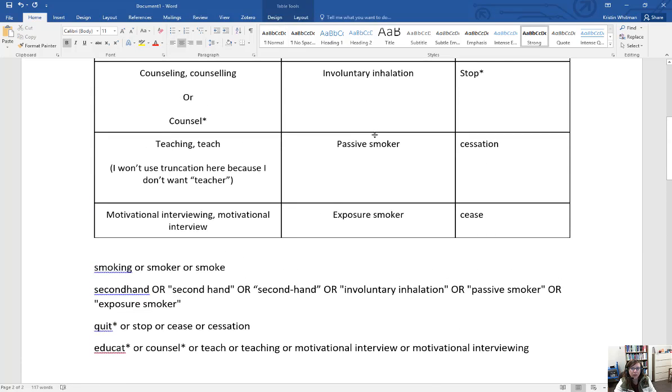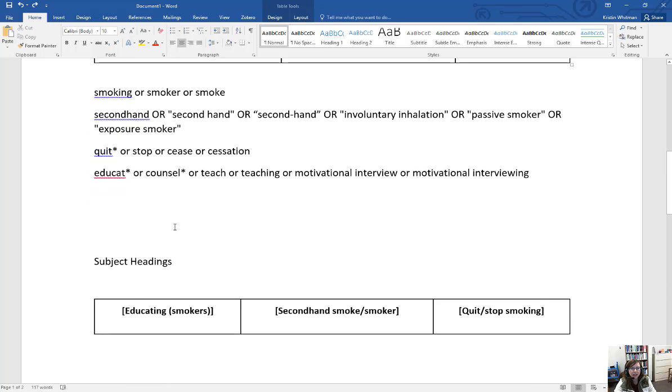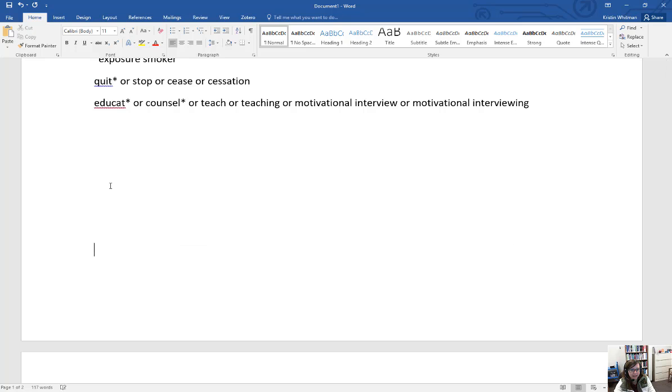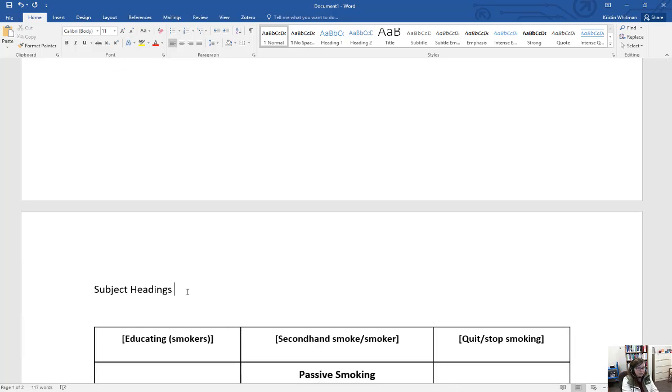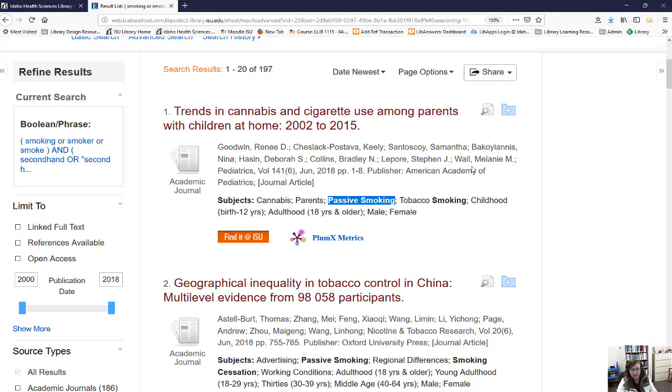We already knew that we used passive smoker as a keyword. But I have a second table down here for subject headings in the database that I'm working with. So I'm going to do subject headings, PsycInfo. I can make that bold because it's the title of this section. And then here's where I'm going to start collecting any subject heading that I see that is going to be useful for my search. So if I'm really having a hard time with my search, I can come down here and start using these, as well as using the keywords that I originally came up with.